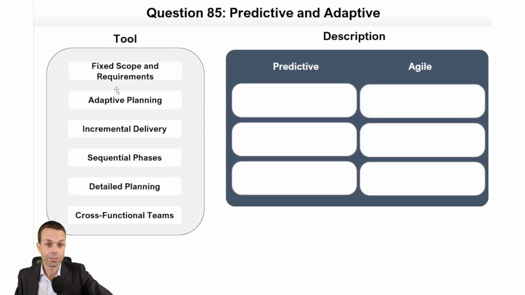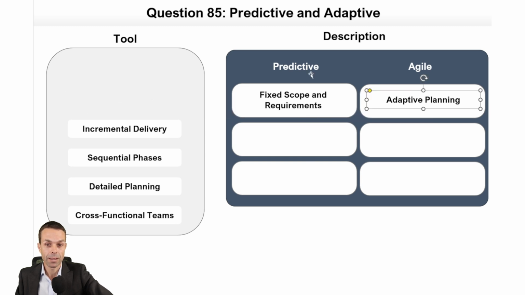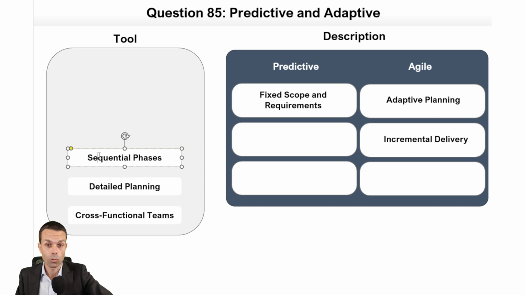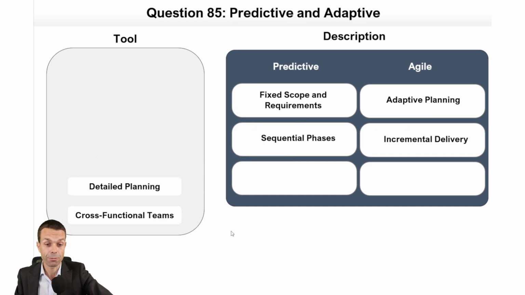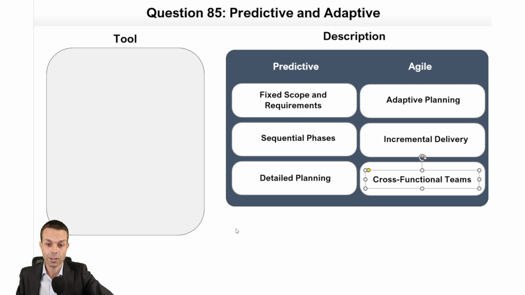Predictive and adaptive scenarios. Okay, predictive has fixed scope and requirements at the beginning usually, and then we need a change request if we make changes to those as the project goes along. Agile has adaptive planning. Agile also has incremental delivery, and predictive has sequential step-by-step phases. Predictive also has detailed planning, whereas Agile has our cross-functional teams.